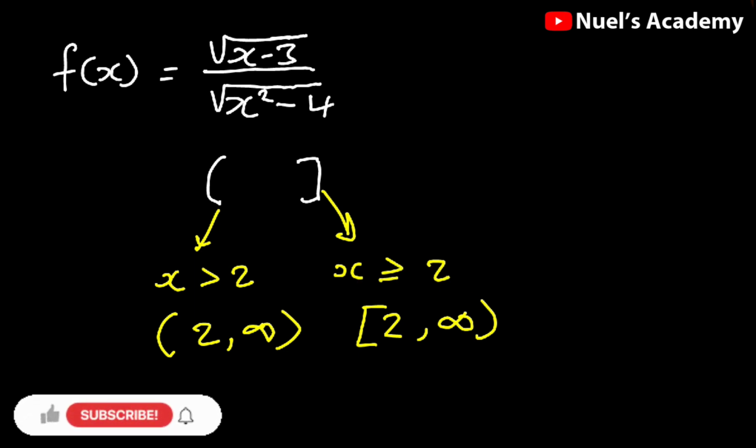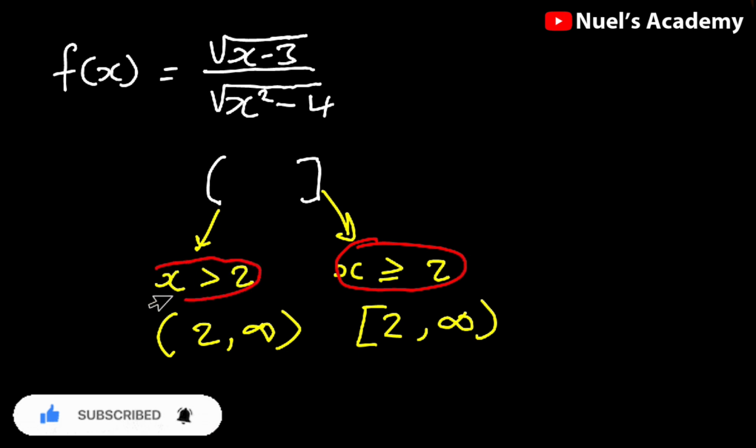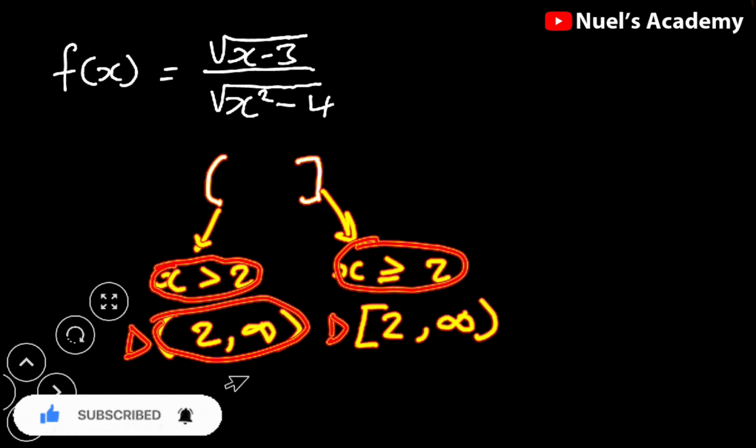Now, another way to represent it is just using inequality form. So x is greater than or equal to 2 is a good representation of a domain, or x is greater than 2 is a good representation of a domain. Or you can just write it this way: you write D, which is the domain, is equal to this and this. So these are the two ways you can represent the domain of a function.